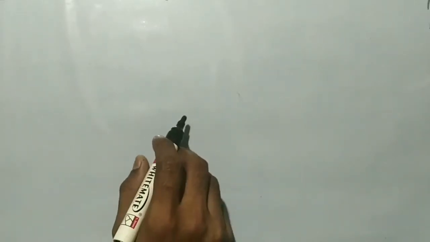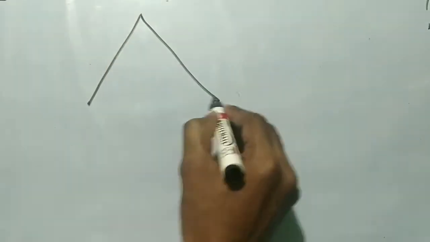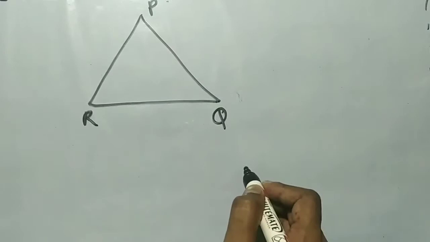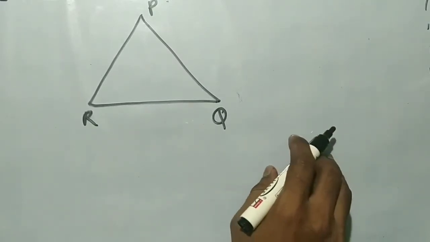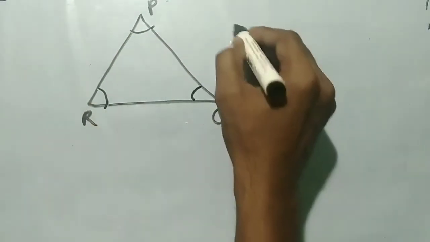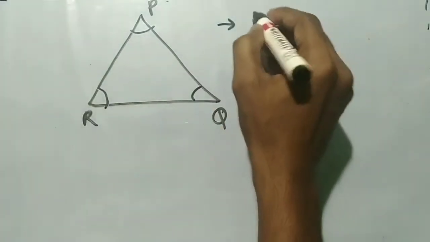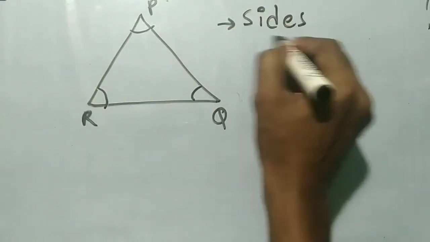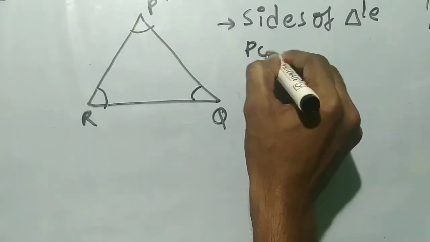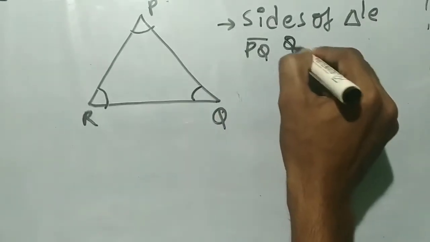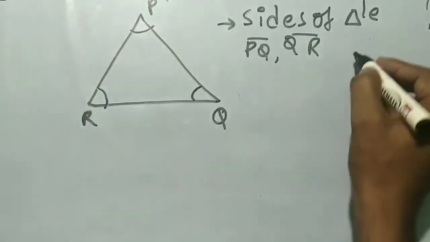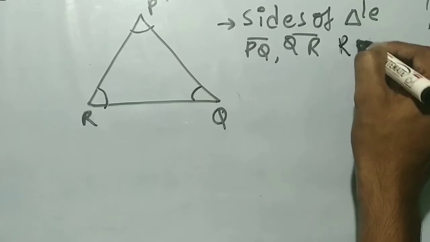Let us go into the triangle. How many sides does it consist of, how many angles, and how many vertices? A vertex, we know, is the common endpoint of 2 lines. A triangle consists of 3 sides. What are the sides of the triangle? They are PQ, QR, and RP, or we can also say PR.